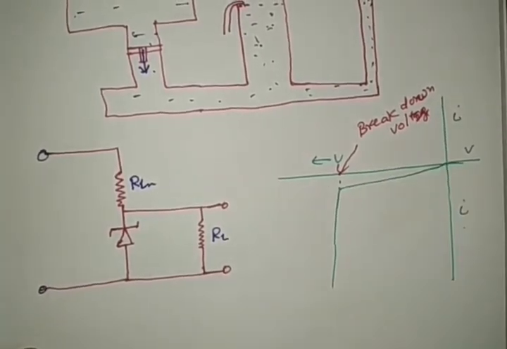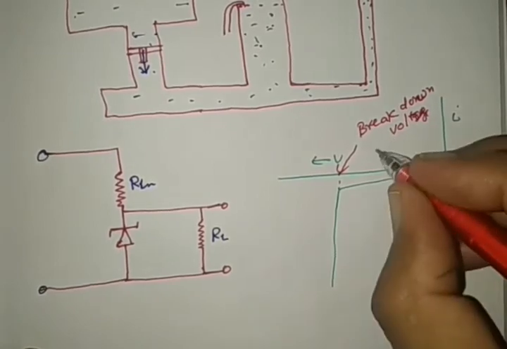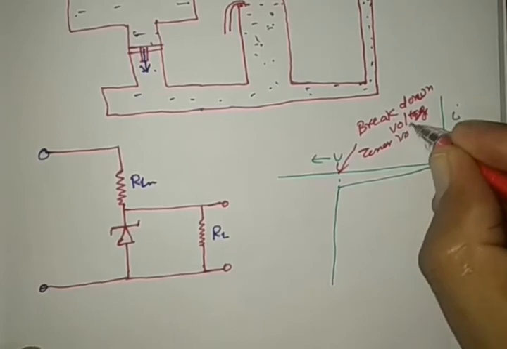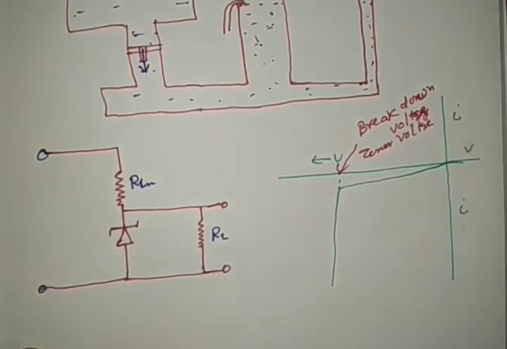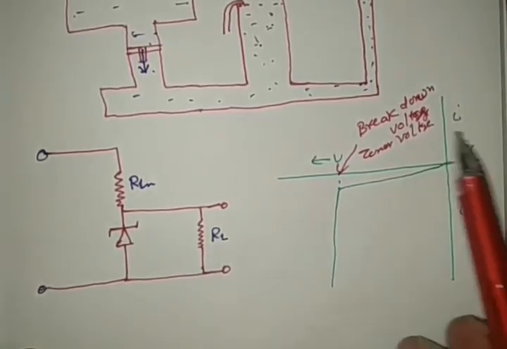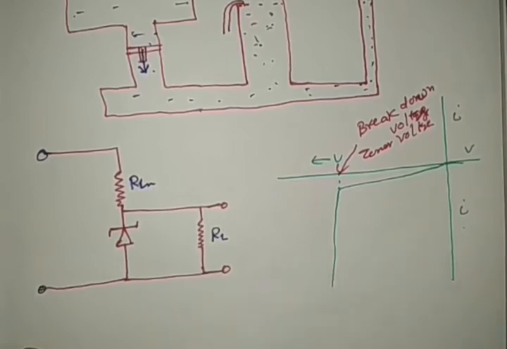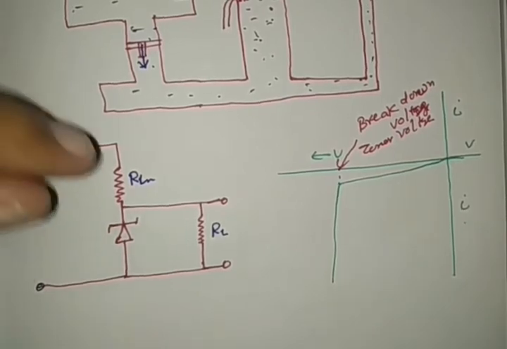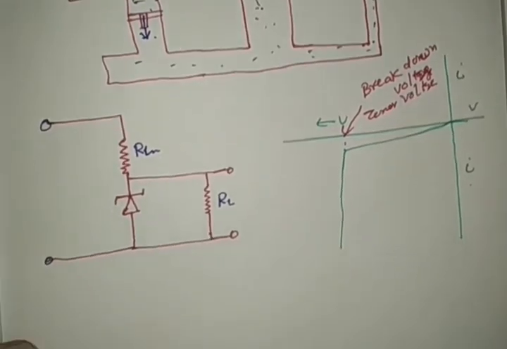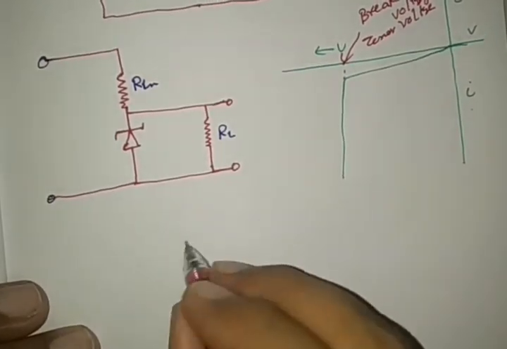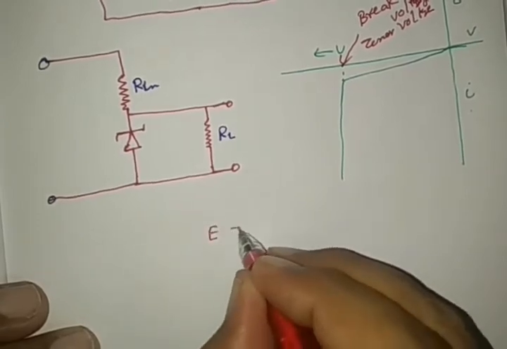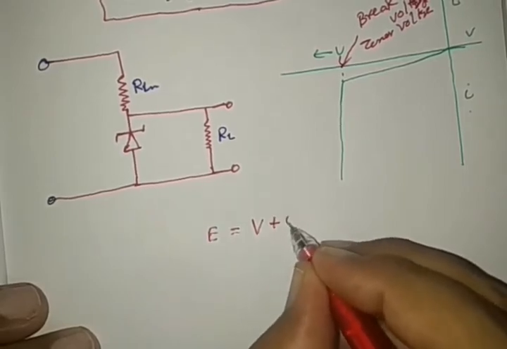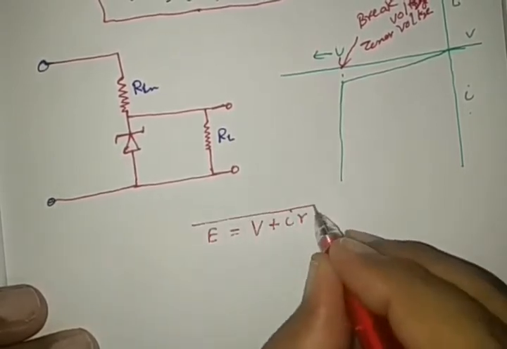Voltage where junctions break, the avalanche break. This junction breakdown voltage is also called the Zener voltage. Right? When it is connected in a circuit, it can be understood by taking an example, this equation here: E equals EMF equals potential difference plus I into internal resistance.